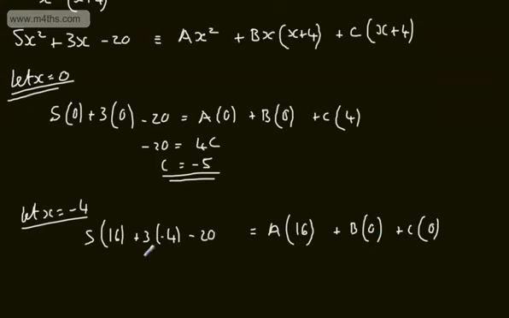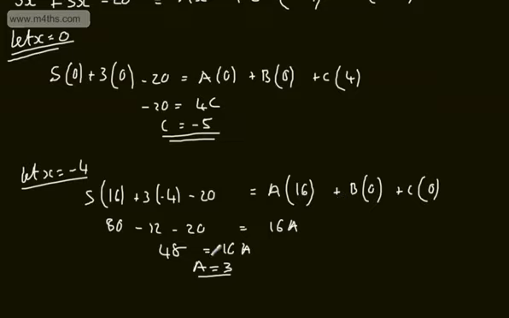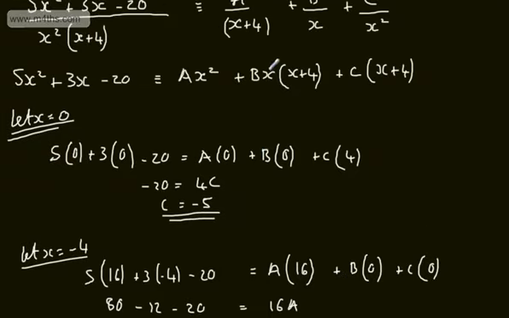So what do we have here? We have 80 minus 12 minus 20 is equal now to 16a. So what's that give me? That's 48 is equal to 16a, and we can say that a will be equal to 3. Okay, so that's done. That's got that sorted. So we found now c, and that's minus 5. We found a. Now I've got no more values that are going to set these to 0.